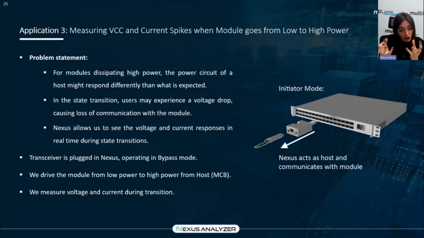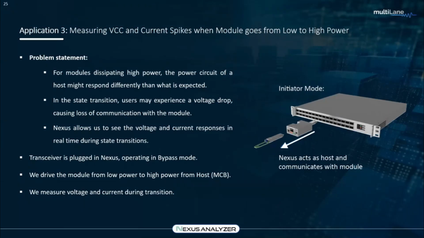Once we saw that it was stuck in module power up, we wanted to debug further and see why. When we measured the VCC supply on the module, we noticed that when we're taking it out of low power mode and into high power mode, there is a significant voltage drop that is not allowing the module to go to high power mode. So here, basically, I wanted to replicate that and show you guys what happens, or how we can monitor what is happening when we are transitioning from one state to another, in voltage and current.